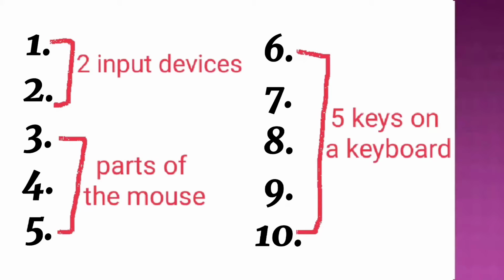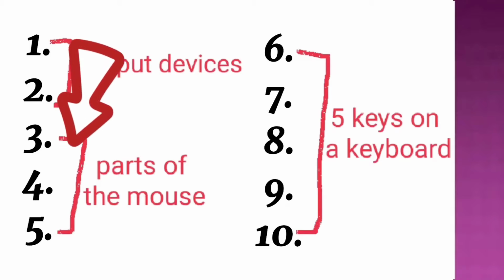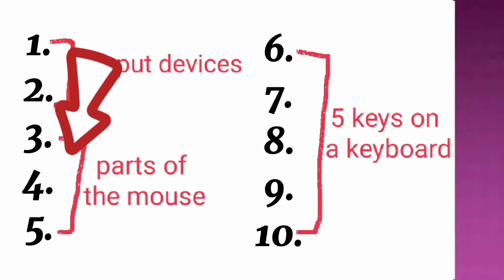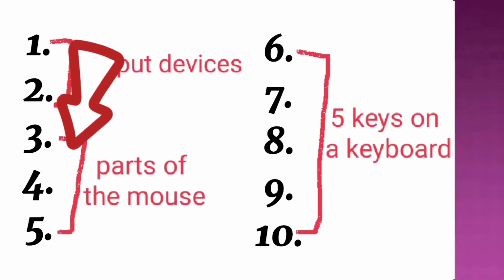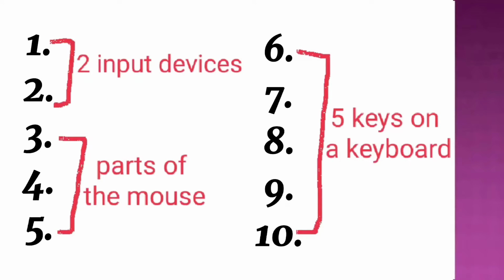Next, numbers 3, 4, and 5. I want you to write the 3 parts of the mouse. And for the numbers 6, 7, 8, 9, and 10, I want you to write the 5 types of keys on the keyboard. So for this item, I am giving you 3 minutes to do it. And your time starts now.